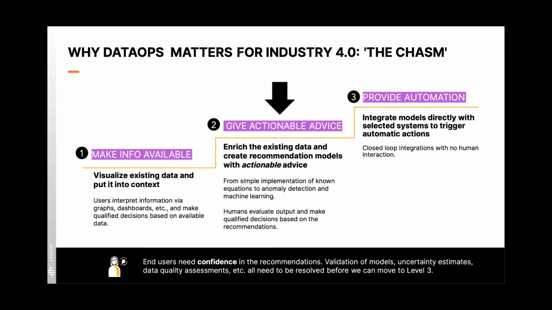And again, simple implementations of this are anomaly detection with machine learning, and ultimately we are still at a stage where humans will evaluate the output or the advice from these smart assistants, and a human actor will make a qualified decision based on the recommendation. And of course, the third level will be the fully automated closed loop integrations with no human interaction. And again, here we're talking about integrating models directly with selected systems to trigger automated actions.